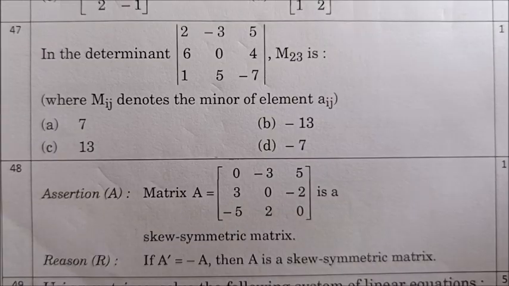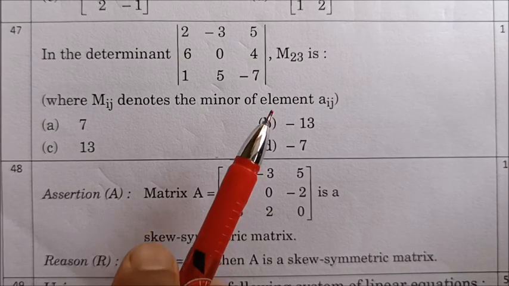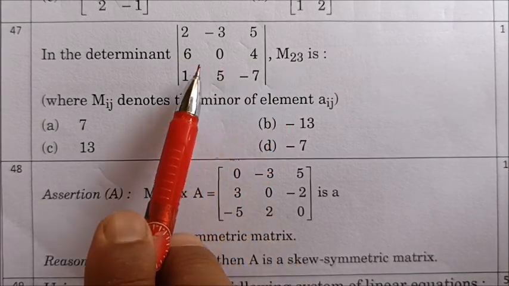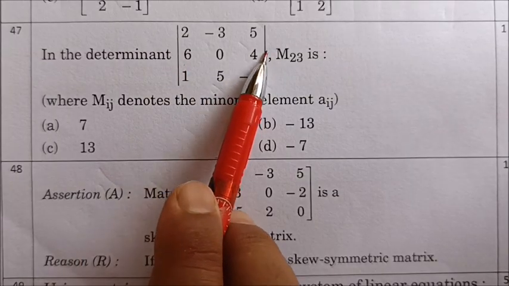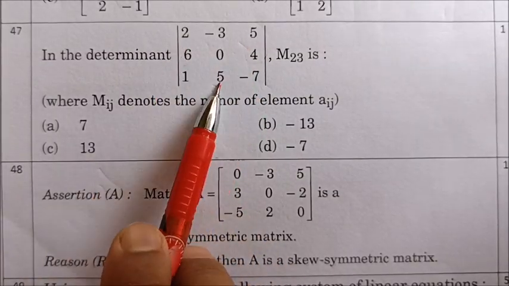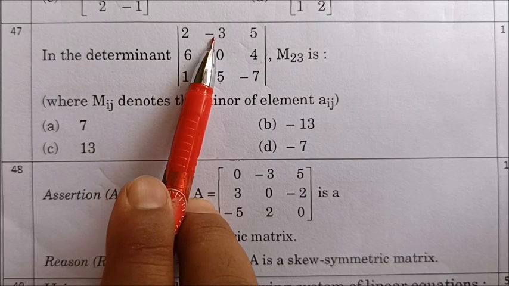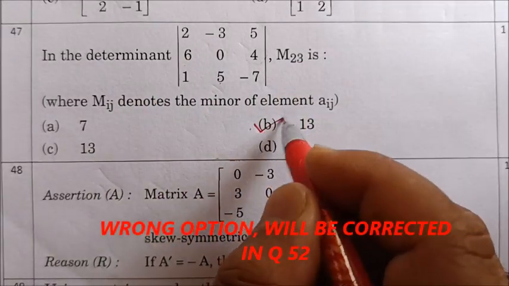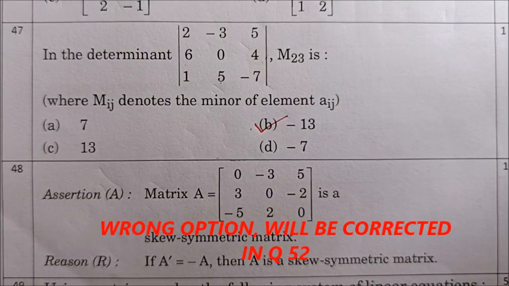Question number 47. We can do it orally. We have to find the minor 2, 3, which means second row, third column. This element's minor: forget this row, forget this column. 10 minus minus 3, that is 13. But because of the position, it would be minus 13. So the correct option is minus 13.